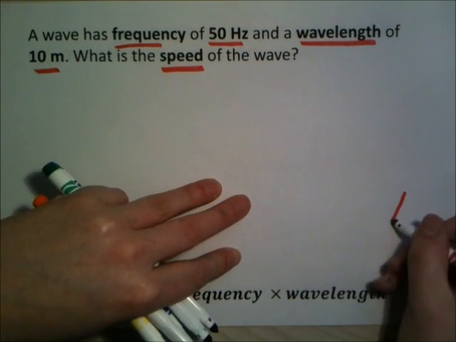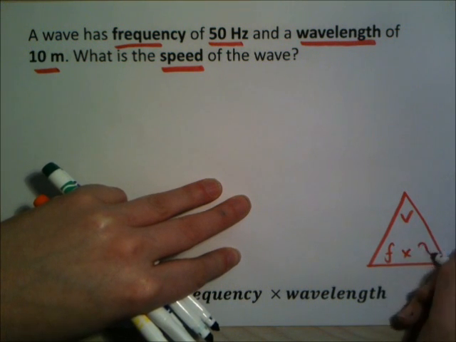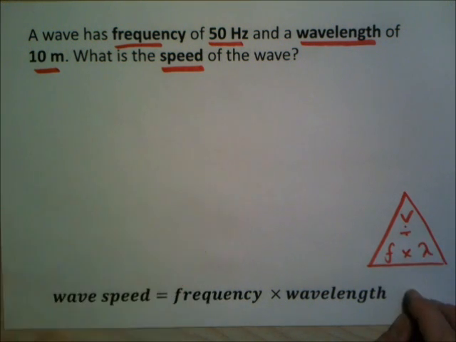However, I'm going to show you how the triangle works really quickly. So V equals F times lambda. That's divided by. So I want to know the wave speed.